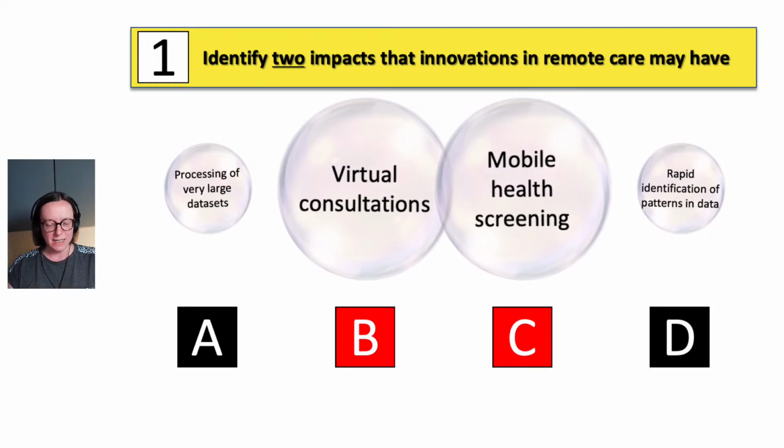So A and D, does anyone know at home what innovation those 2 statements relate to? So processing very large data sets, and whilst doing that, rapid identification of patterns in that data. What does that link to? Does anyone know? What technological innovation is that? It is artificial intelligence, or AI.